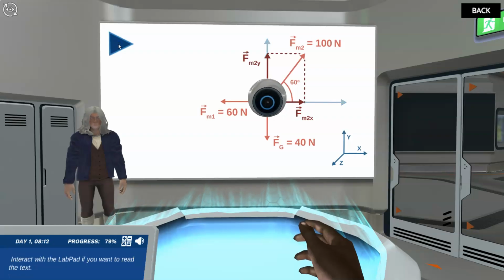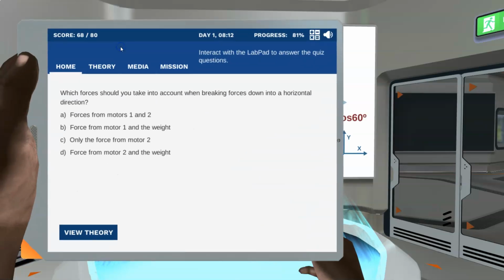During this step, the force from the second motor is broken down into vertical and horizontal components. We should use the letters X and Y to symbolize the direction of each component. The trigonometric functions on the Media tab will help you make some basic calculations. You can always check the image on the Media tab to recall the forces from the motors. Which forces should you take into account when breaking forces down into a horizontal direction?